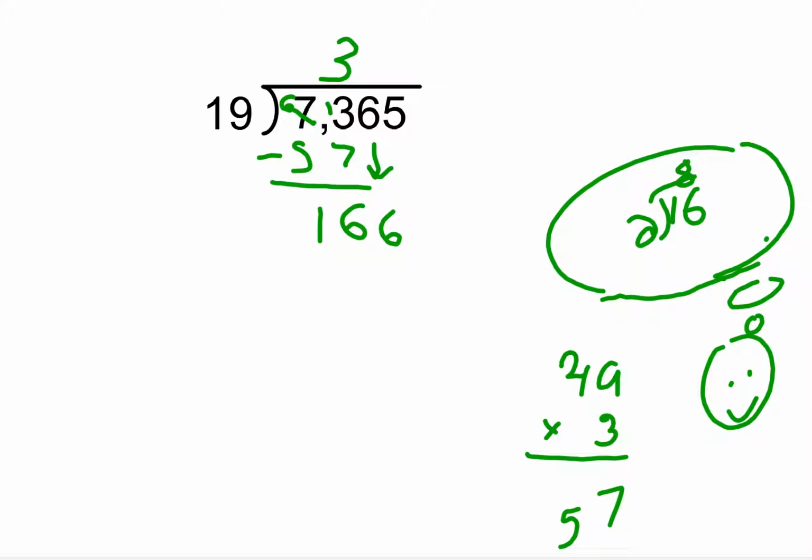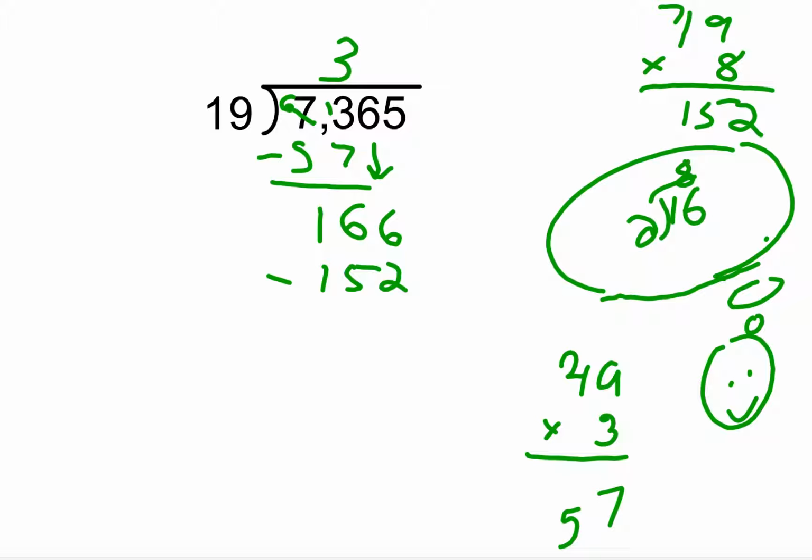Okay? So up here I'll solve 19 times 8. 8 times 9 is 72. Regroup the 7. 8 times 1 is 8, plus 7 is 15. 152 is less than 156, so I'm in good shape there. I'll put my 8 above the 6, which I didn't do a very good job of there, so I'm actually going to try and slide that over a little bit to keep my place values lined up. Subtract and I get 14. I'm in good shape. Bring down the 5.